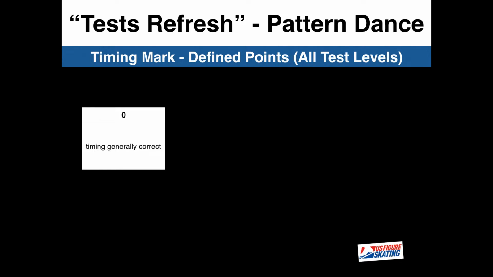Going back to talking about timing as being either on or off, does timing have to be 100% accurate to meet the passing average? If one swing roll is rushed, or if a step is slightly off time, even though the timing is not 100% on, the timing may be considered to be generally correct at passing average. On the timing mark table, 0 is defined as timing generally correct.